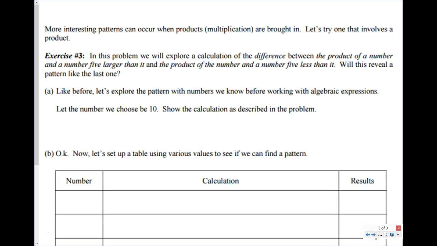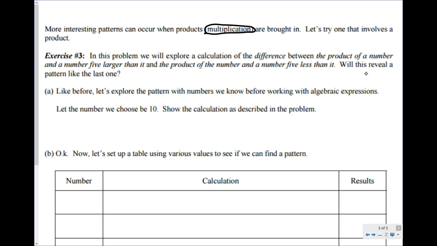It's the last part of the lesson. And this is basically what we did for the first exercise, only now we're going to think about multiplication. So now we're talking about some multiplication properties. So exercise 3, in this problem we'll explore the calculation of the difference between the product of a number and a number 5 larger than it, and the product of the number and a number 5 less than it. Will this reveal a pattern like the last one?